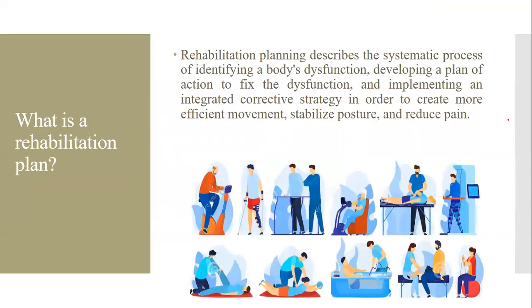In this aspect, we can't see a rehabilitation plan just prior to the surgery. Actually, these plans happen once the surgery is over. We will be planning to improve the patient's functional ability. For that, we can plan rehabilitation. Rehabilitation describes a systematic process of identifying the body's dysfunction, developing a plan of action to fix the dysfunction, and implementing an integrated corrective strategy in order to create more efficient movement, stabilize posture, and reduce pain.